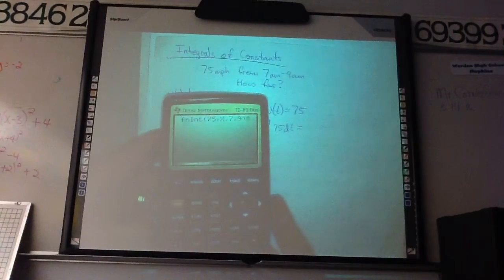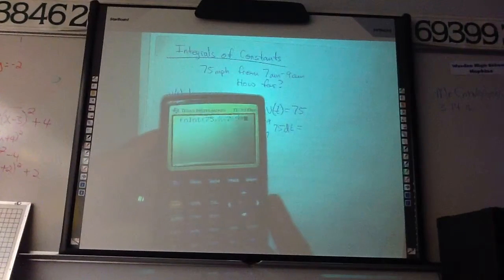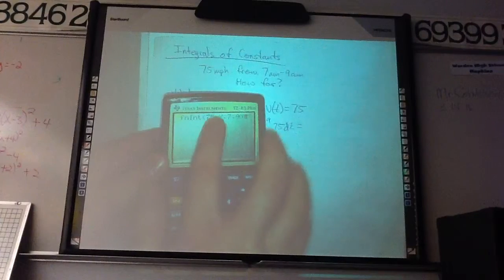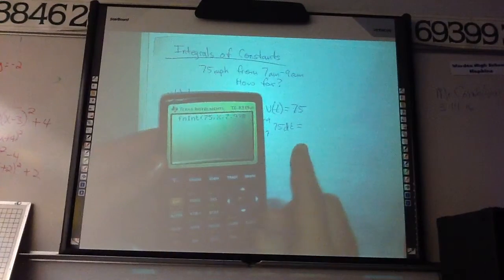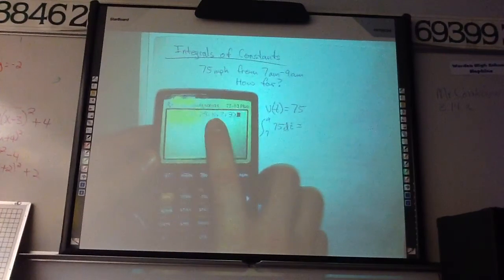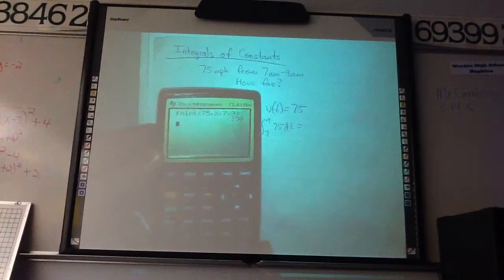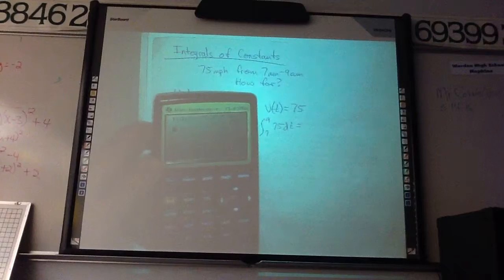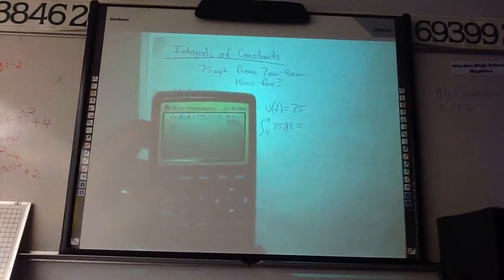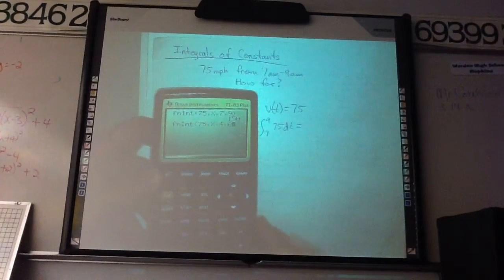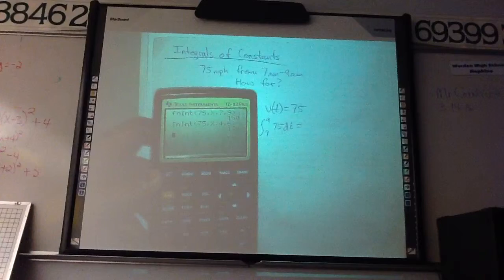You get it? Just type that. Your function is 75, no variable, because it's just a constant. With respect to x, because there's no t, from 7 to 9, boom, it gives you 150. Hey, that's what we wanted. Hey, how do you think it would change if I put 4 to 6? Same answer, because it's still 2 hours.